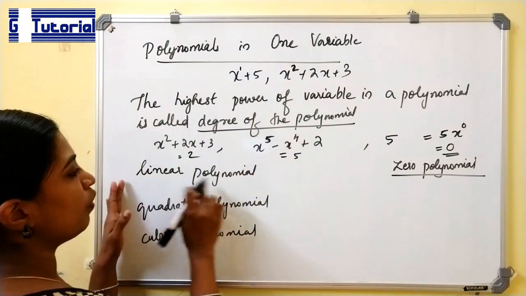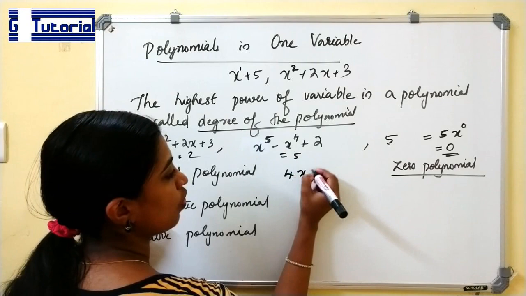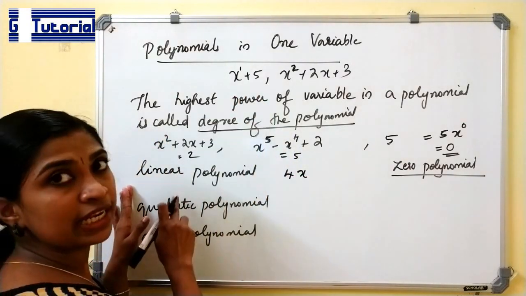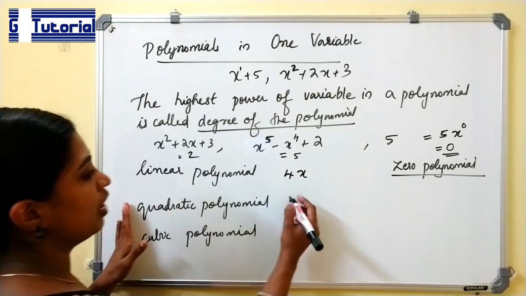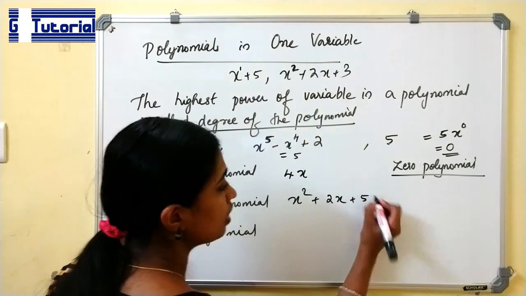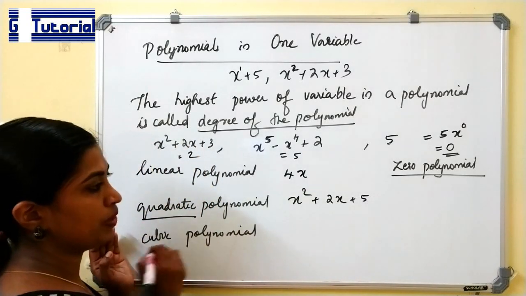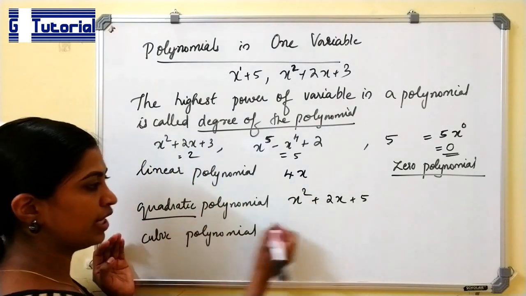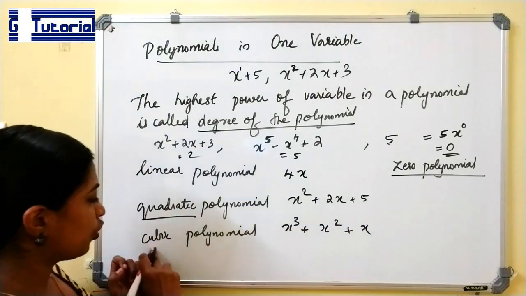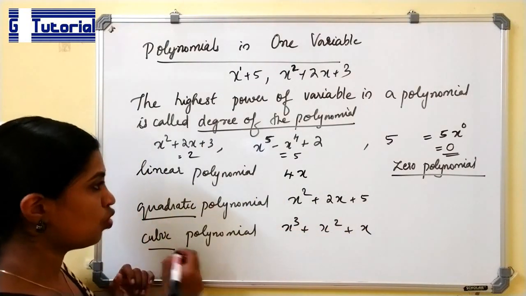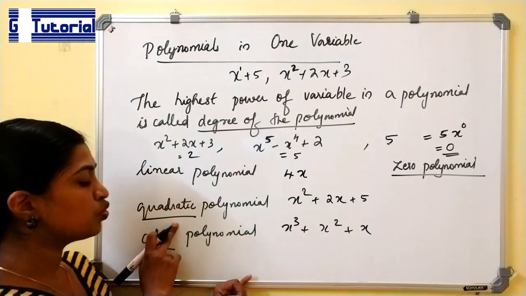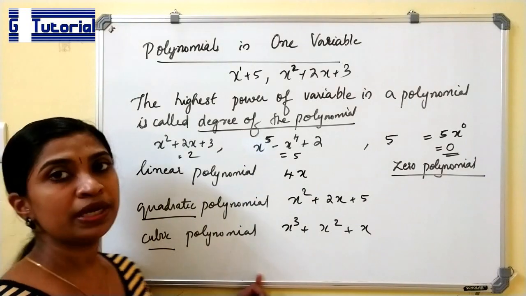And a polynomial of degree 1 is called linear polynomial. 4x is a linear polynomial, x plus 5 is a linear polynomial, and an expression with degree 2 is called a quadratic polynomial. When degree is 3, it is called cubic polynomial. So, when degree is 0, zero polynomial, 1 linear polynomial, 2 quadratic, and 3 cubic polynomial.